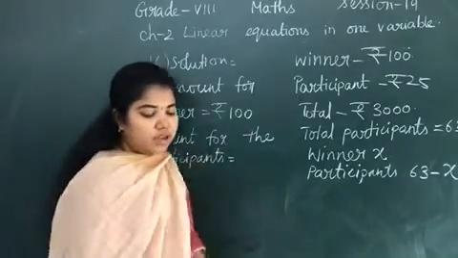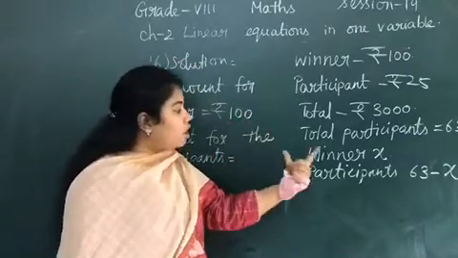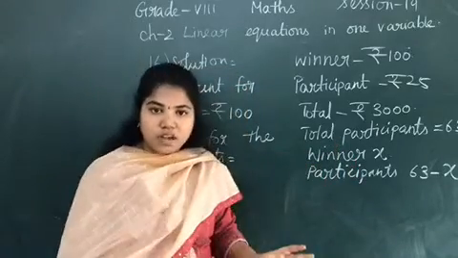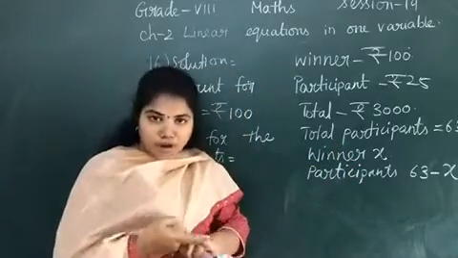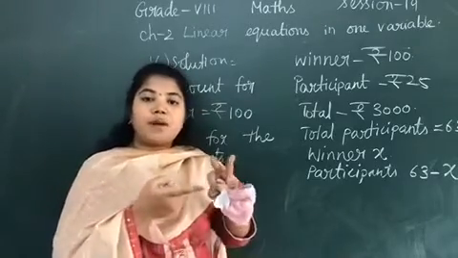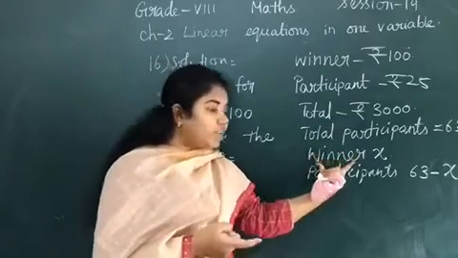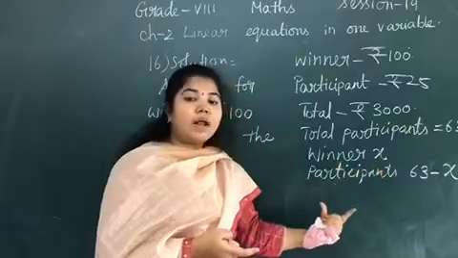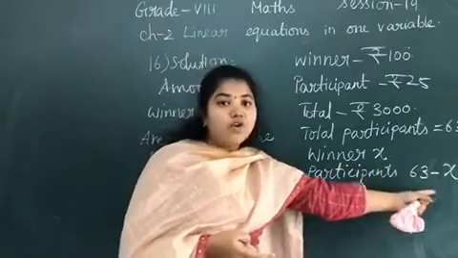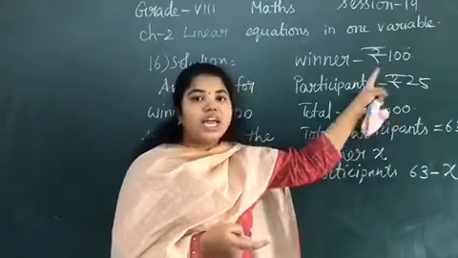Now here what you have to see is for the winner it is 100, and the winners we have considered as X. We don't know how many winners are there, but we know the total number of participants. We know the prize amount for the winner and the prize amount for the participants who are not winners. So the winners are X and the number of participants who are not winners is 63 minus X. You have to exclude the winner. The winner will not get rupees 25. They will get only 100.